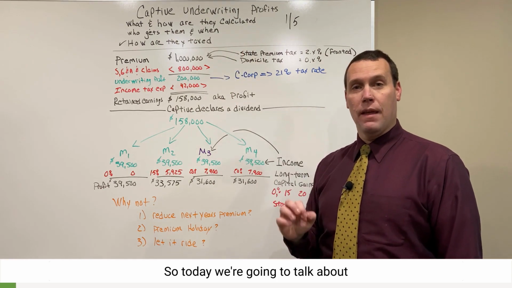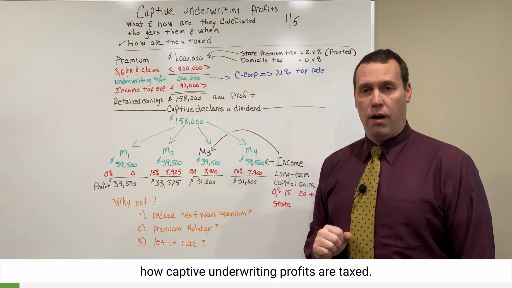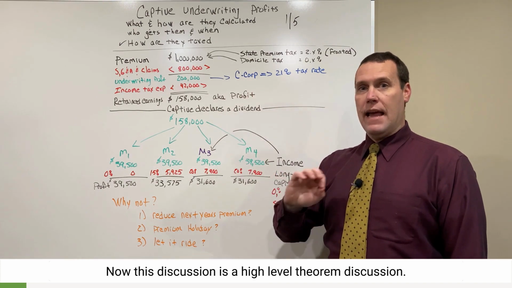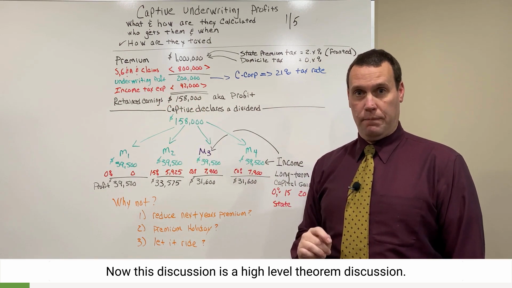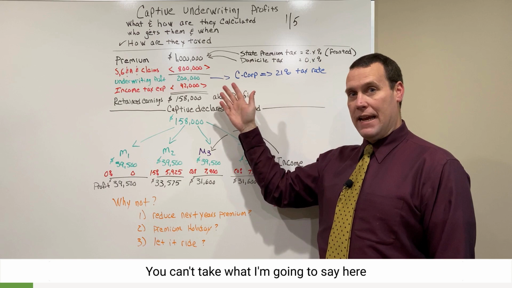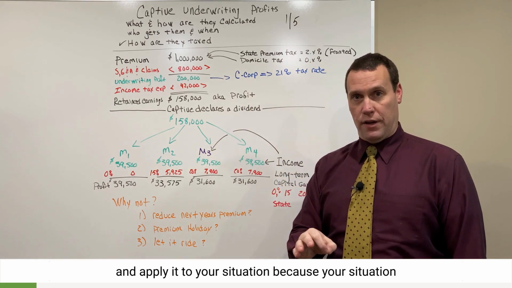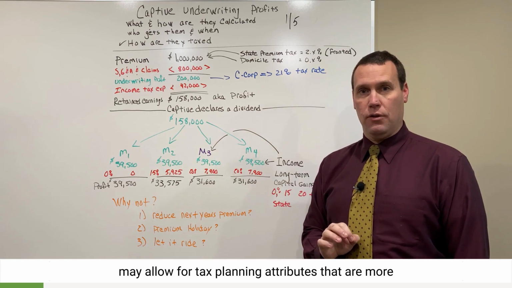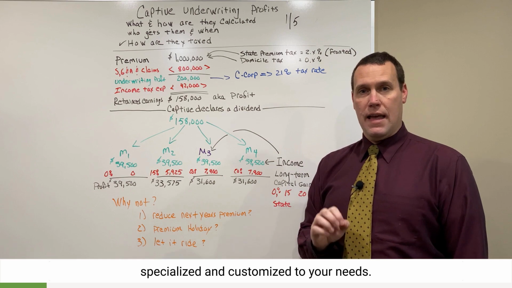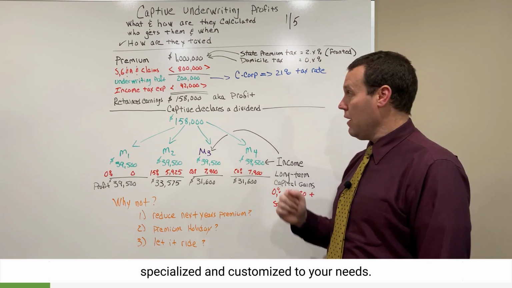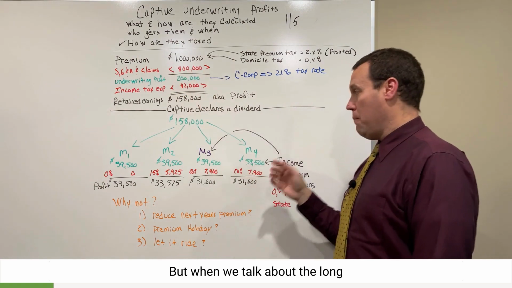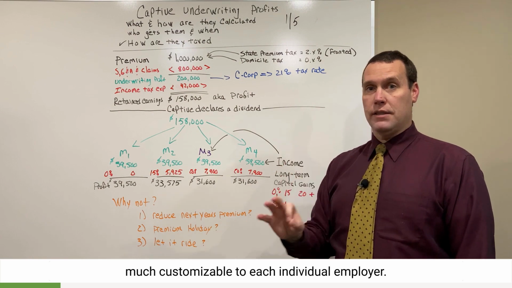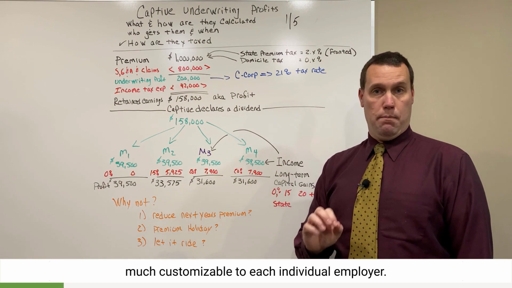So today we're going to talk about how captive underwriting profits are taxed. Now this discussion is a high-level theoretical discussion. You can't take what I'm going to say here and apply it to your situation, because your situation may allow for tax planning attributes that are more specialized and customized to your needs. This section up here is pretty simple, but when we talk about the long-term capital gains, boy, that is very much customizable to each individual employer.